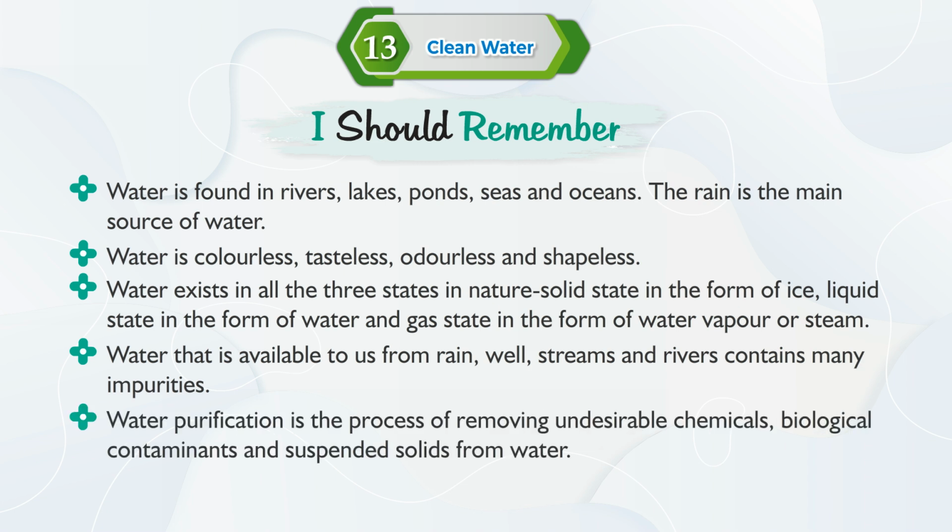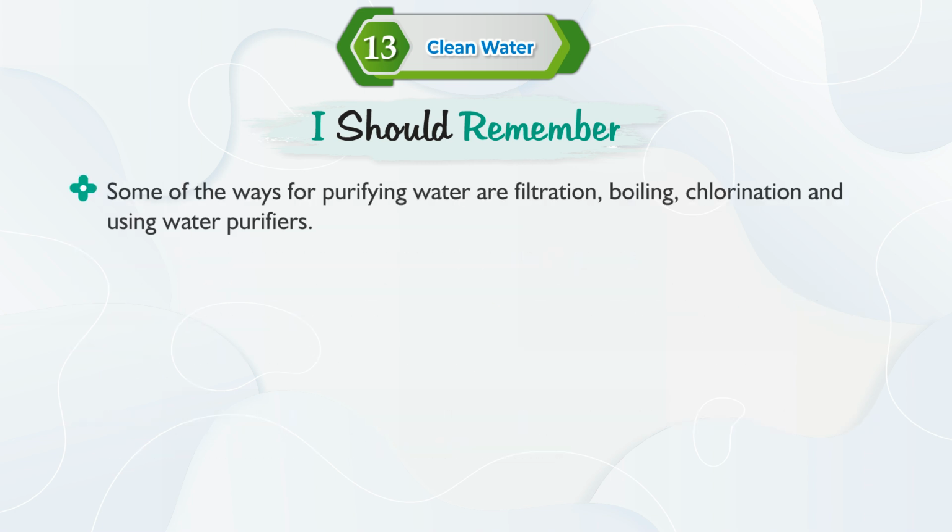Water purification is the process of removing undesirable chemicals, biological contaminants, and suspended solids from water. Some of the ways for purifying water are filtration, boiling, chlorination, and using water purifiers. Water is very precious and we must conserve it.